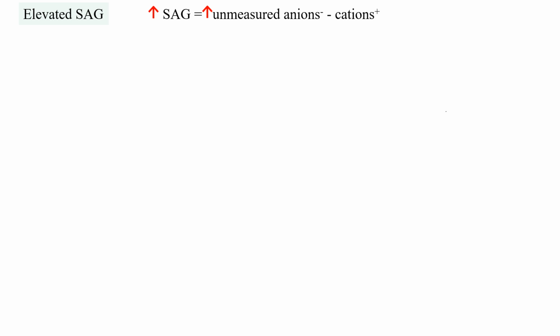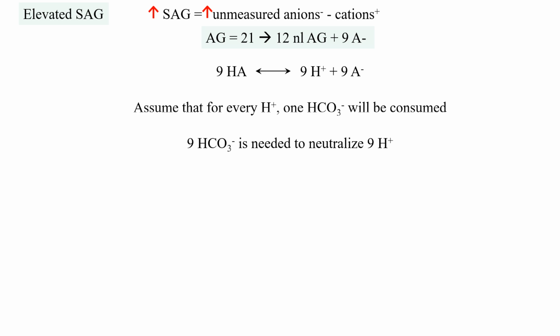Let's take a look at an example where a patient has a serum anion gap of 21 instead of the normal 12. When we have a serum anion gap of 21, we can assume that in addition to the normal 12 anion gap, we now have 9 extra anions. We can next assume that these 9 anions must have accompanied 9 equivalent acid or H+. We next assume that for every acid, 1 bicarbonate will be used to neutralize the acid. In this case, 9 bicarbonate will be consumed.